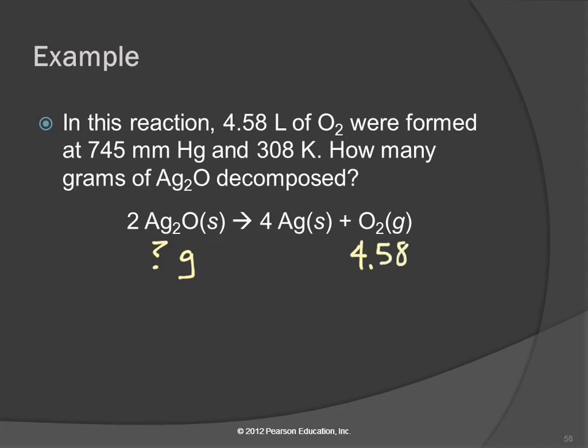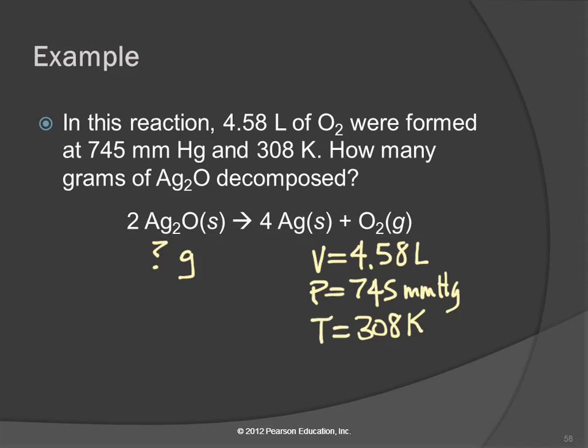It says 4.58 liters of that, 745 millimeters of mercury, and 308 Kelvin. So even if you're not sure what direction you're going, pull the numbers out and write them down so that you can see a little more clearly what you've got. Well, this is a volume, right? And this is a pressure, and this is a temperature. We've got information about oxygen, and they're asking us about something else. We need to use this balanced chemical equation to relate those two.